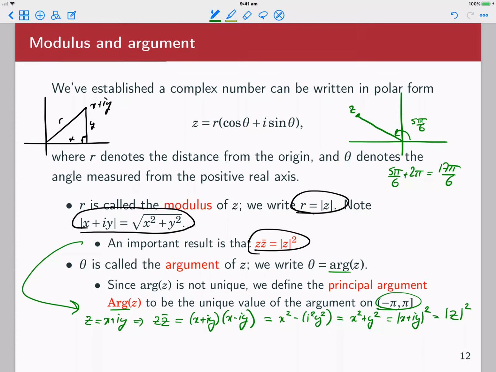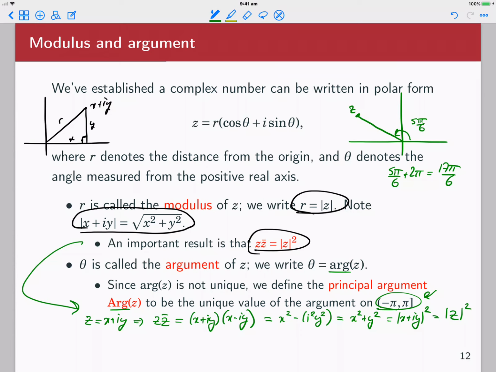So for example, in the case of the complex number we had before, the principal argument would be 5 pi on 6, because 5 pi on 6 lies on that range from negative pi to pi. But it would be incorrect, for example, to say that the principal argument is 17 pi on 6, because 17 pi on 6 lies outside this range.